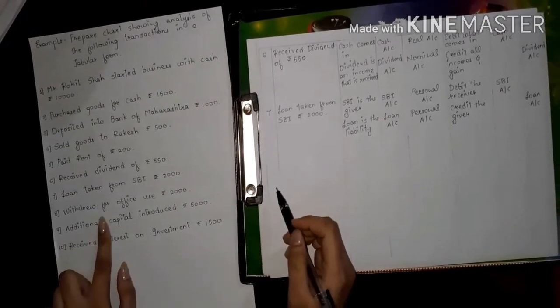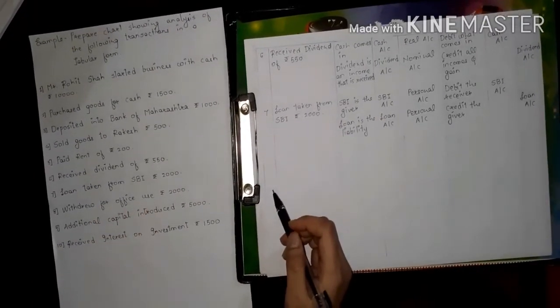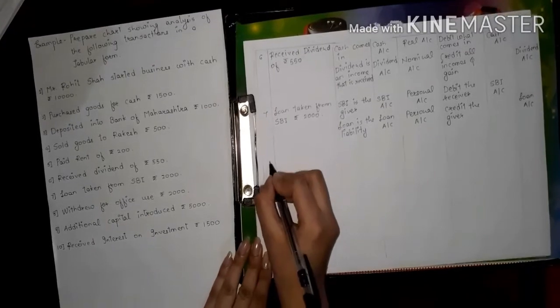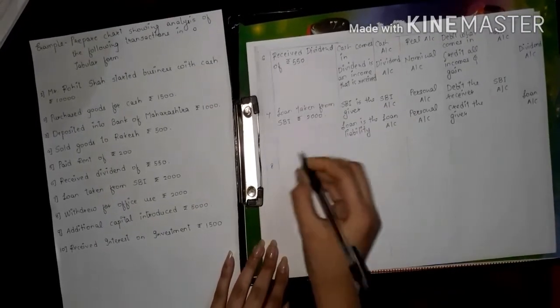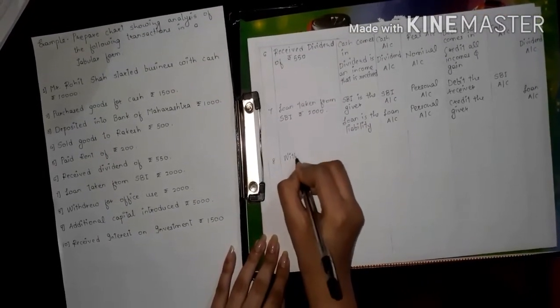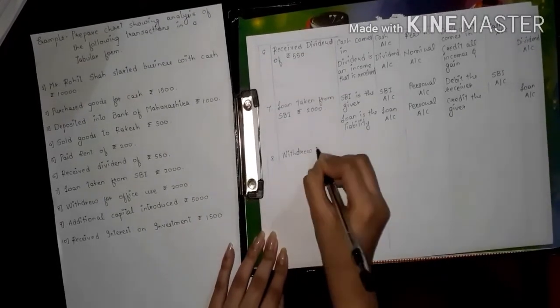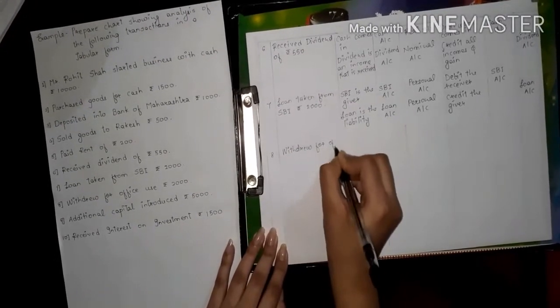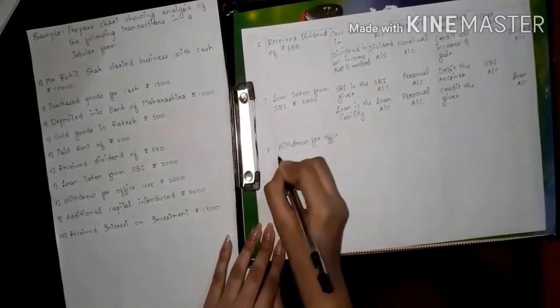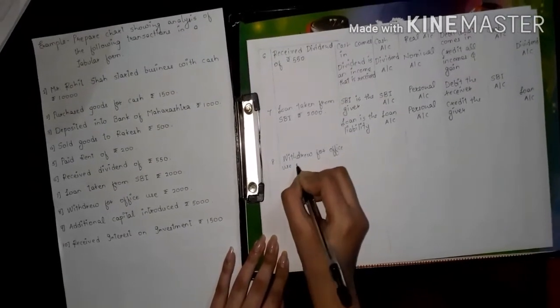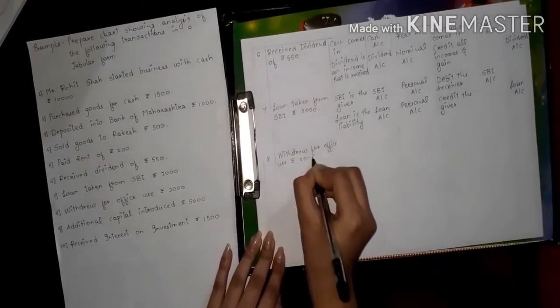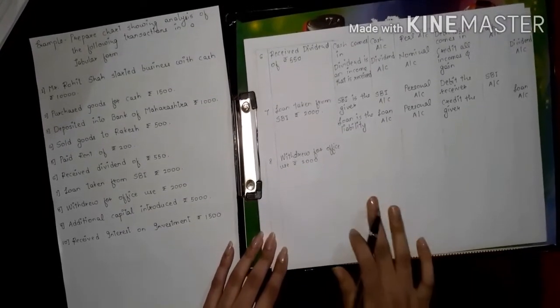Next, withdrew for office use rupees 2000. Here I will write 8. Withdrew for office use rupees 2000. Okay, now two aspects.